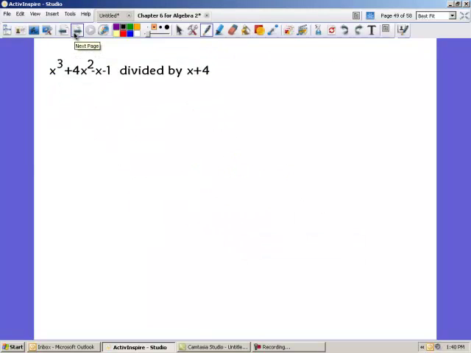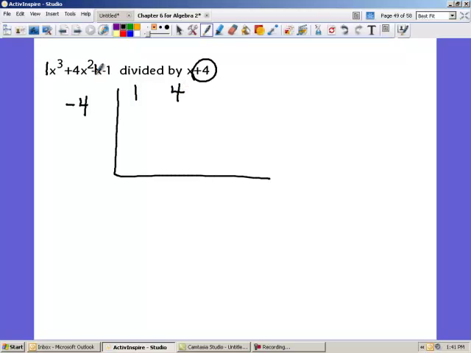Let's try another one. Okay, so we're going to take the opposite of 4, so -4. We're going to make that odd-looking rectangle, half of it. And then we're going to look at the coefficients here. We have a 1, a 4, a -1, and a -1. And the exponents do go down 3, 2, 1, none in order. They're not skipping anything, so we don't have to fill the gaps in. And we're going to bring down the first one.